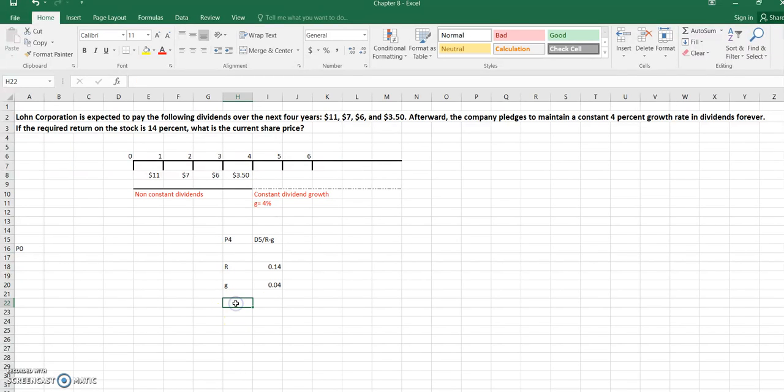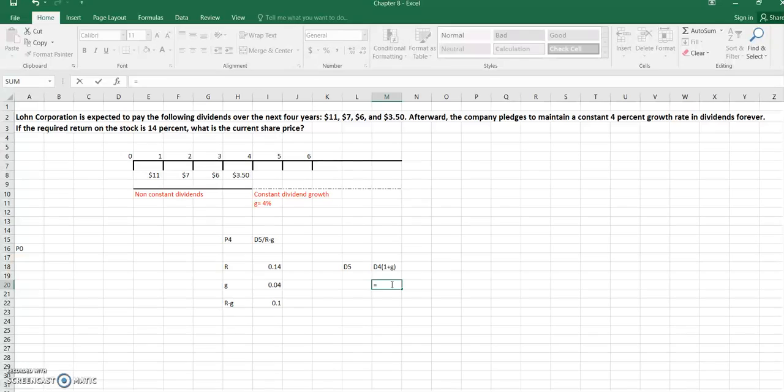So here I'm just going to calculate R minus G. So R minus G is simply 0.14 minus 0.04, which is 0.1. Next, we need to determine D5, or the dividend at the end of year 5. We do know that after year 4, the dividends are going to grow constantly by 4%. So that means that this 3.5 is going to grow by 4% the next year. So to determine D5, we take D4 and we multiply it by 1 plus G.